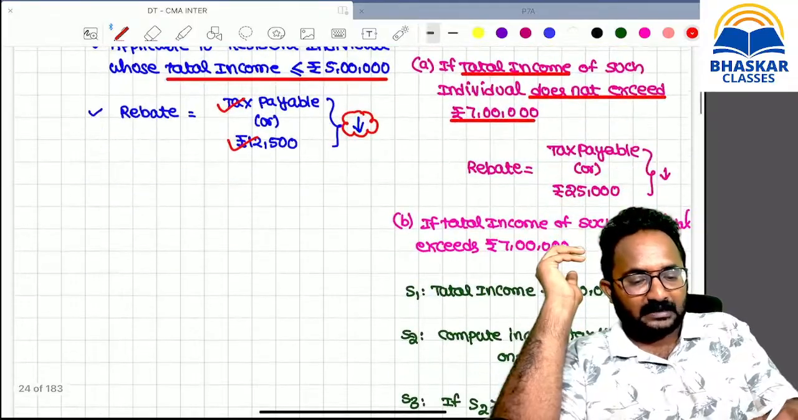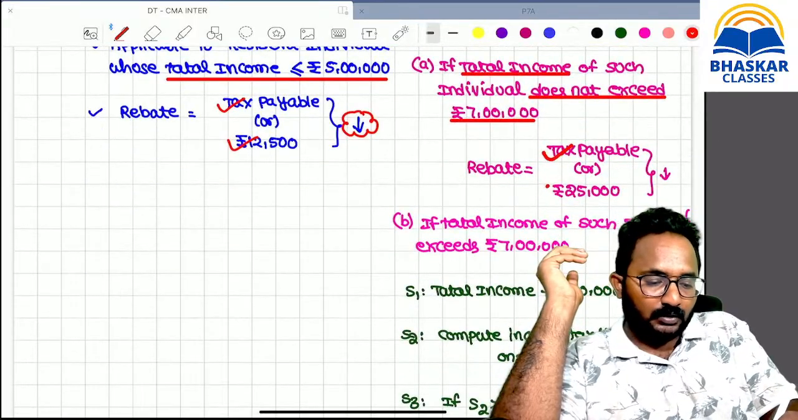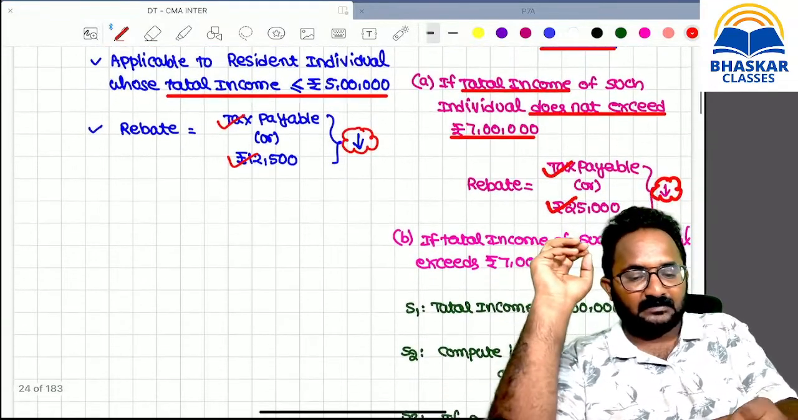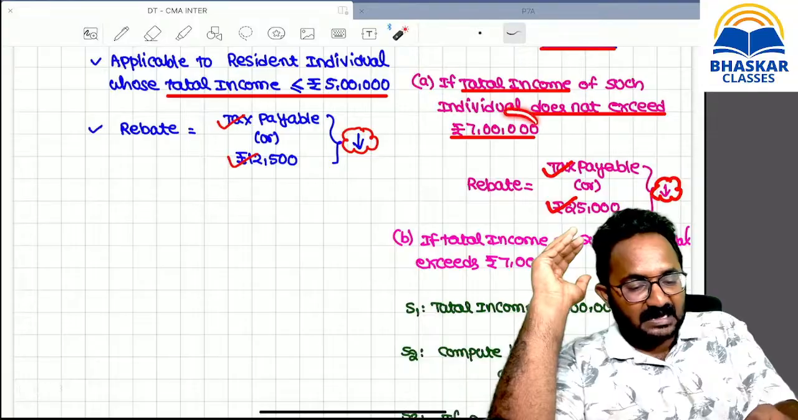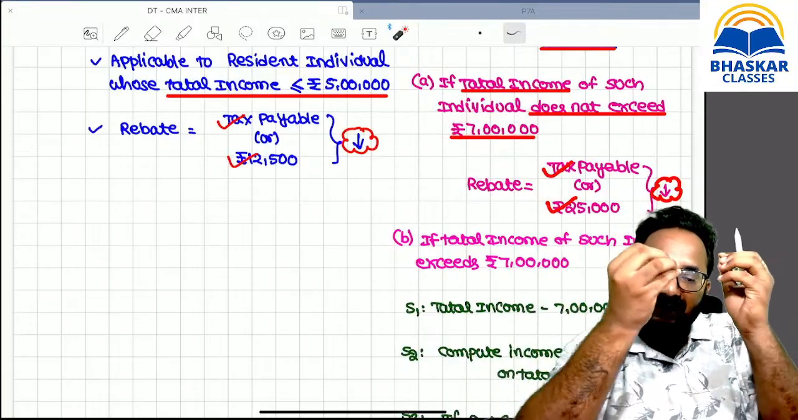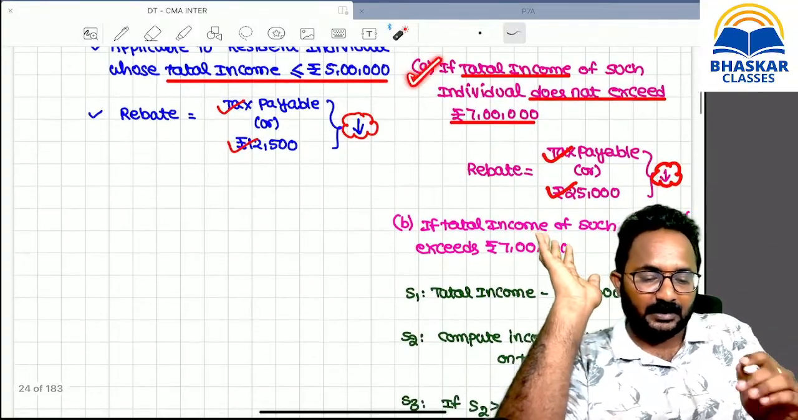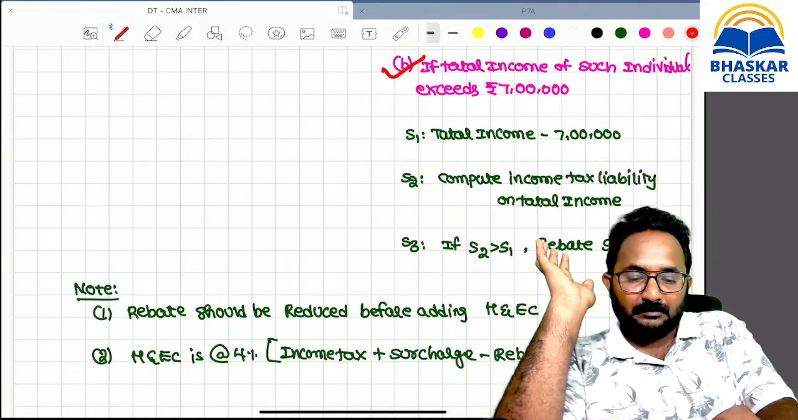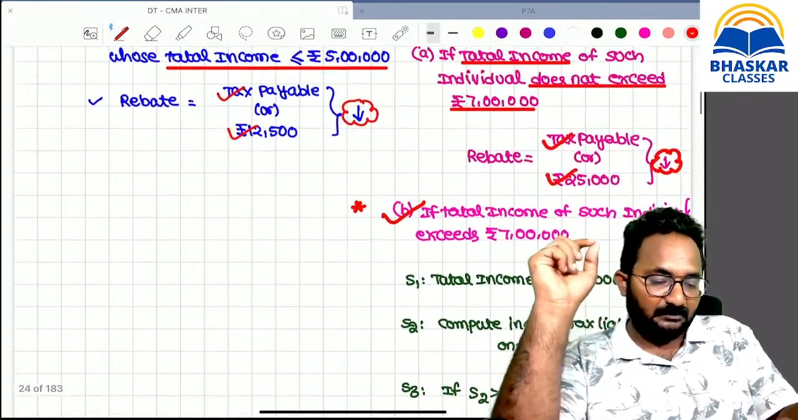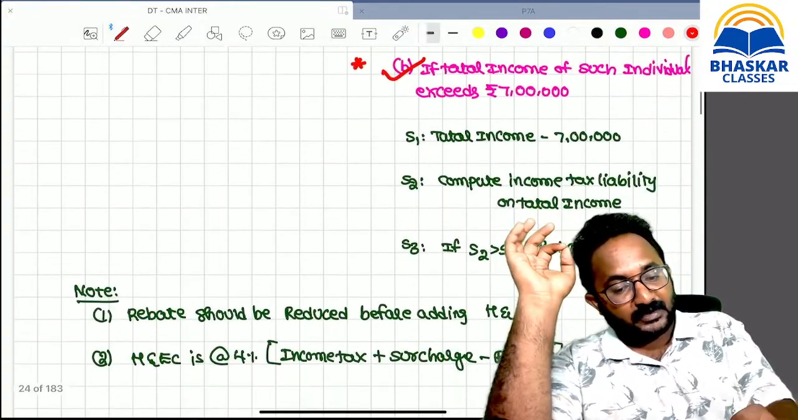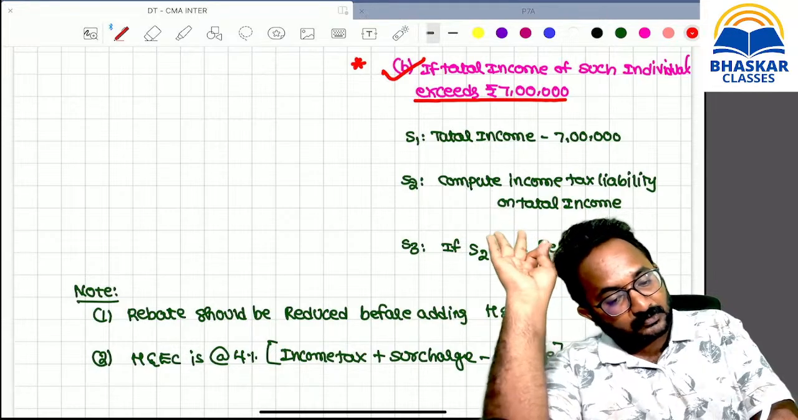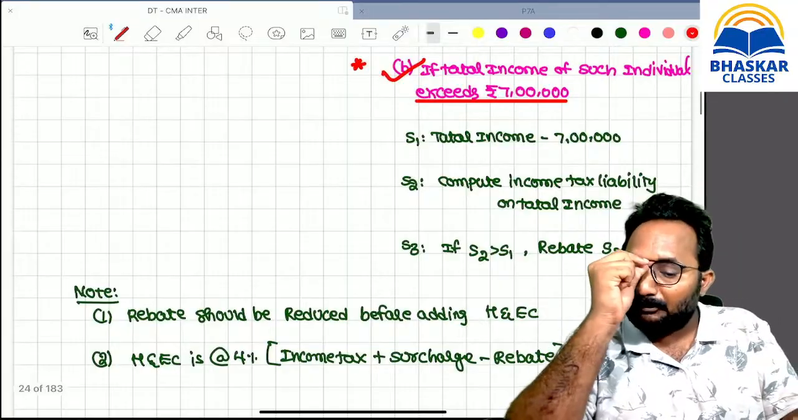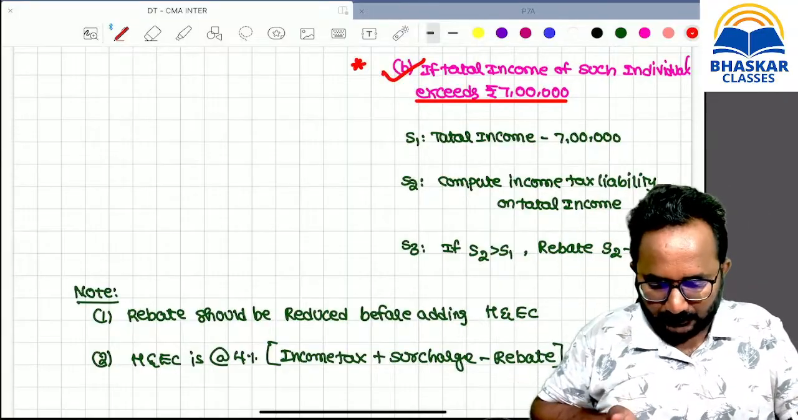So now what is the rebate? Tax payable or 25,000, whichever is lower. That means up to 7 lakh, there is no need to pay even a single rupee of tax because of this rebate. Now I want to add one more twist, and maybe you can get one question from this. Remember, if the total income of an individual exceeds 7 lakh, we can also give relief based on the marginal relief concept. I will tell you.